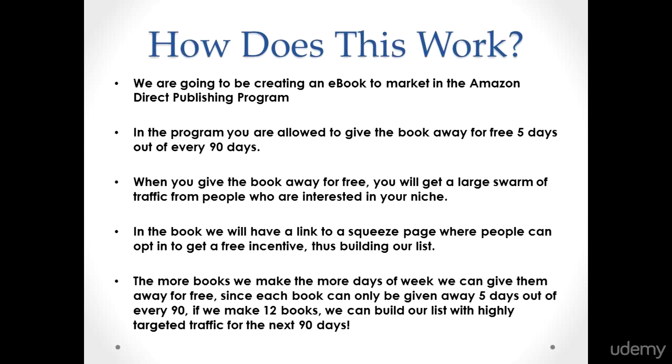Now, the more books we make, the more days of the week we can give them away for free. Since each book can only be given away 5 days out of every 90, if we make 12 books, 12 times 5 is 60, and we can build a list with highly targeted traffic every single day. We're creating a list building asset, excuse me. But that's exactly what we're making. We're making something that has value to us and we can keep using for the rest of our life, because after 90 days, the cycle ends and the days recycle, so you can keep reusing the content.